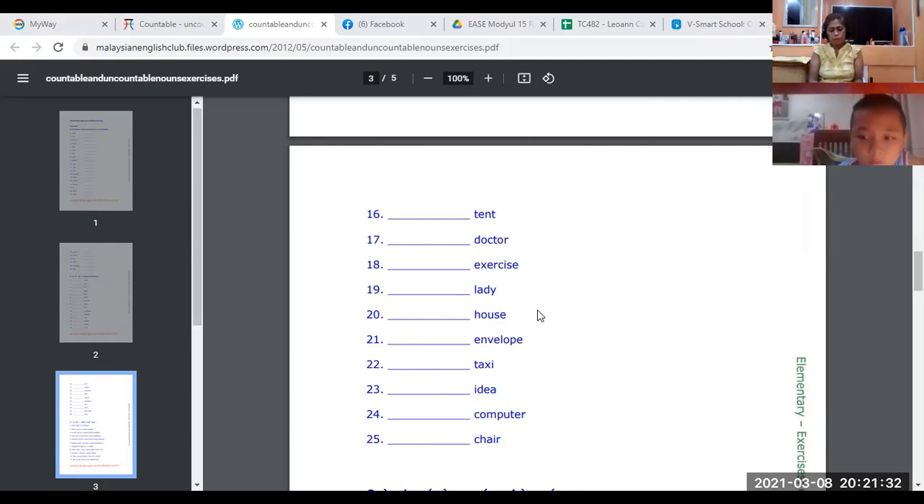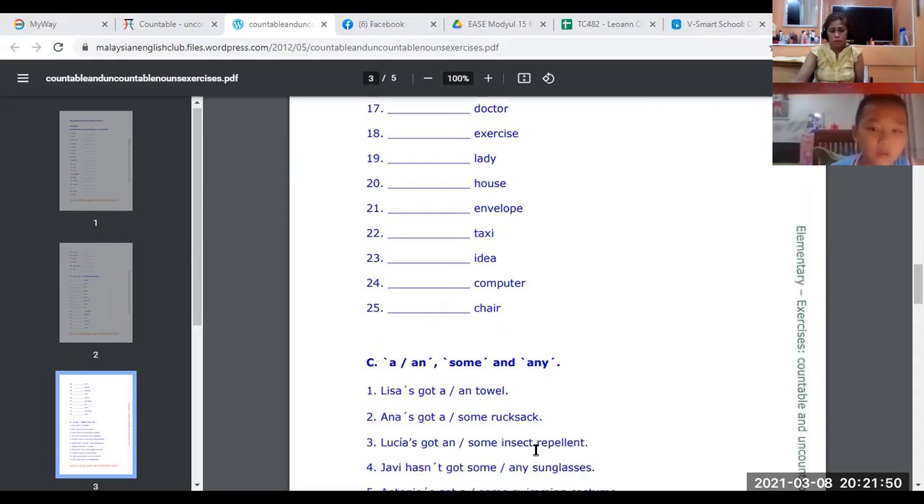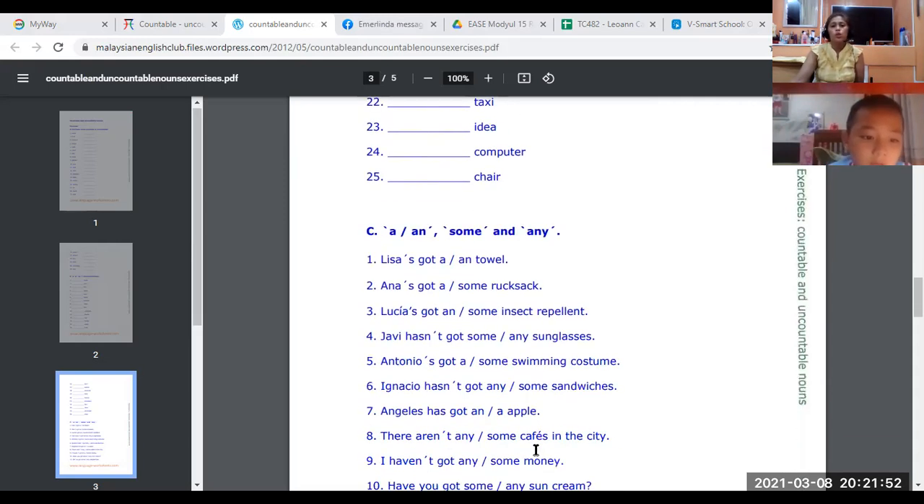Computer. Can you count computer? Yes. Okay. How about chair? Can you count chair, Kyo? Yes. I can count. Now, here. So look at this one, Kyo. You try to underline a or an, some, and any.